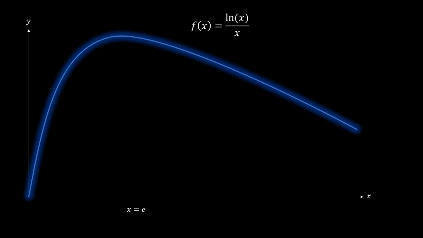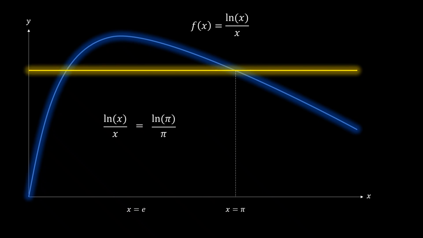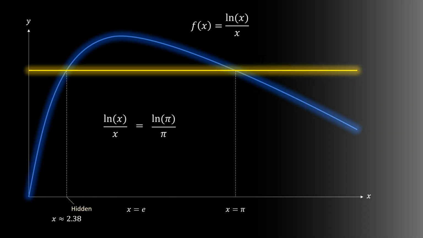First one's easy. x equals pi. It's basically waving from across the room like, hey, yeah, it's me, pick me. But there's a second solution tucked deeper in the curve, a quiet one. If you set ln x over x equal to ln pi over pi and follow that line back across the graph, you bump into x equals e. A little unexpected, but it fits perfectly.